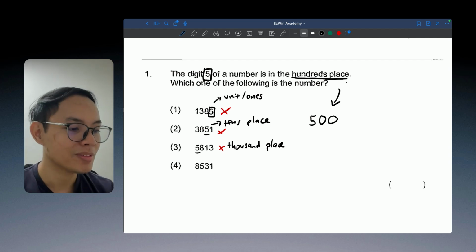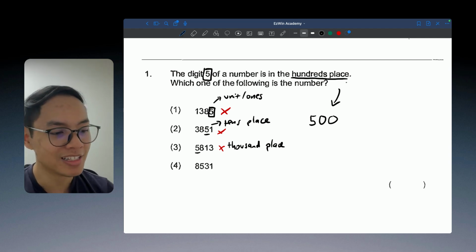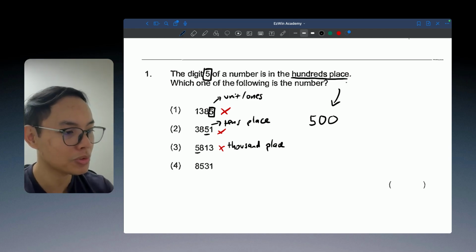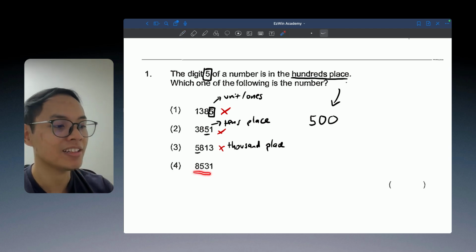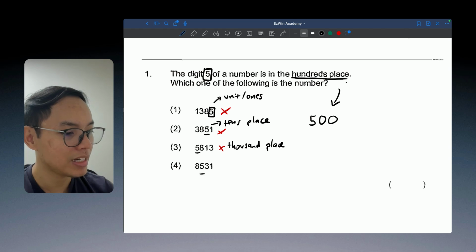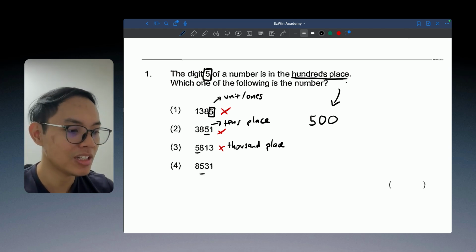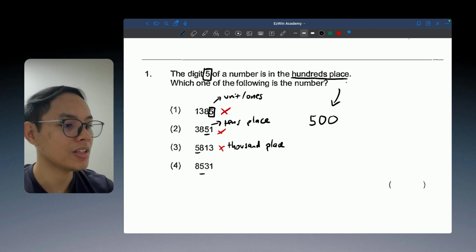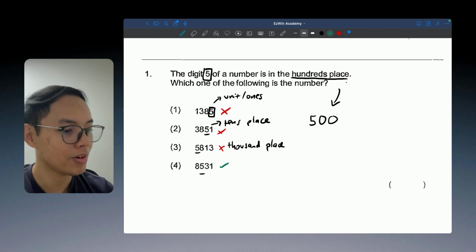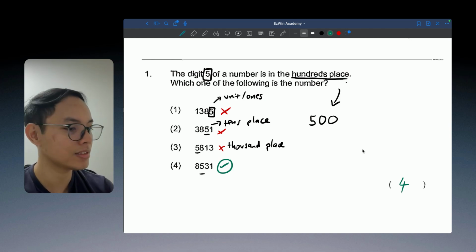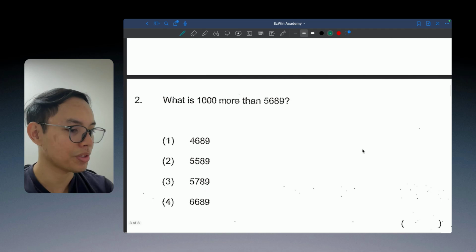Okay, so out of this, what do you think the answer is? The answer should be number four. Why is it number four? Because if we go to the number 8,531, we see that the digit 5 is in the hundreds place, because we say 500 and 31. So that means the answer is number 4, as what you see over here. So this should be number 4. Great. Okay, let's move on to the next question.